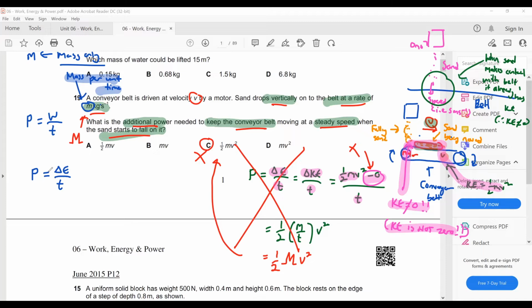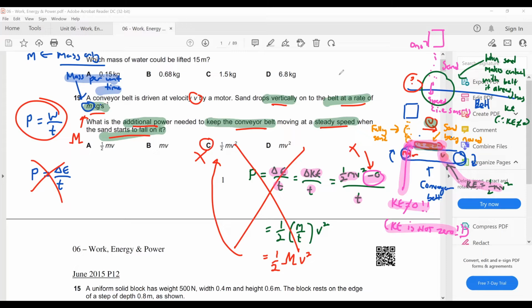So you cannot use P equals to change in E divided by T because you don't even know what the initial KE is here. This is the big question mark here. Okay, so you don't know what this one is. So instead, you need to rely on this. Okay, so if I rely on this one, P equals to W over T, what is it going to be?